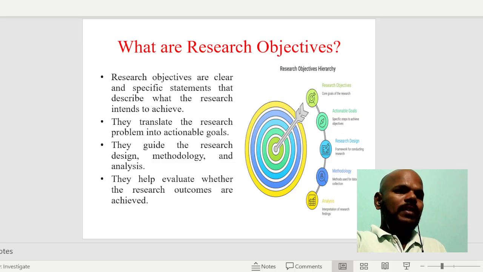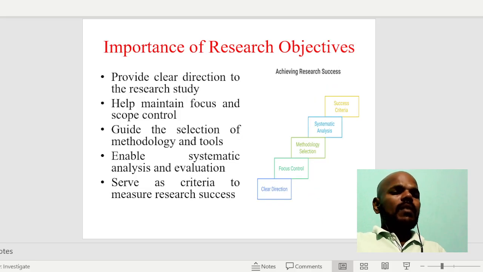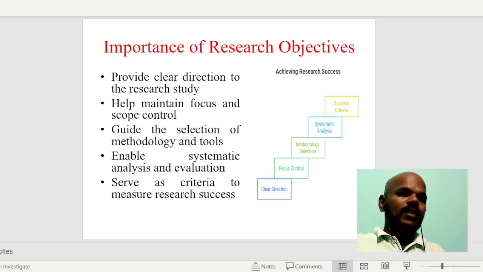Next point: the importance of research objectives. What is the significance of these research objectives? What is the need actually? Why is it compulsory? What is the importance? It will provide a clear direction for the research study.